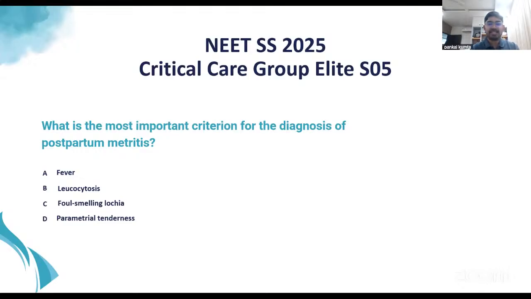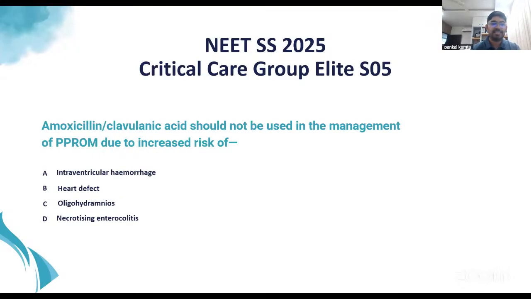Pus or lochia also is a criterion. It's not the only reason, and there are a few non-infectious causes which may cause it. And parametrial tenderness, again, is one of the criteria, but not the main criterion. The answer here is fever.